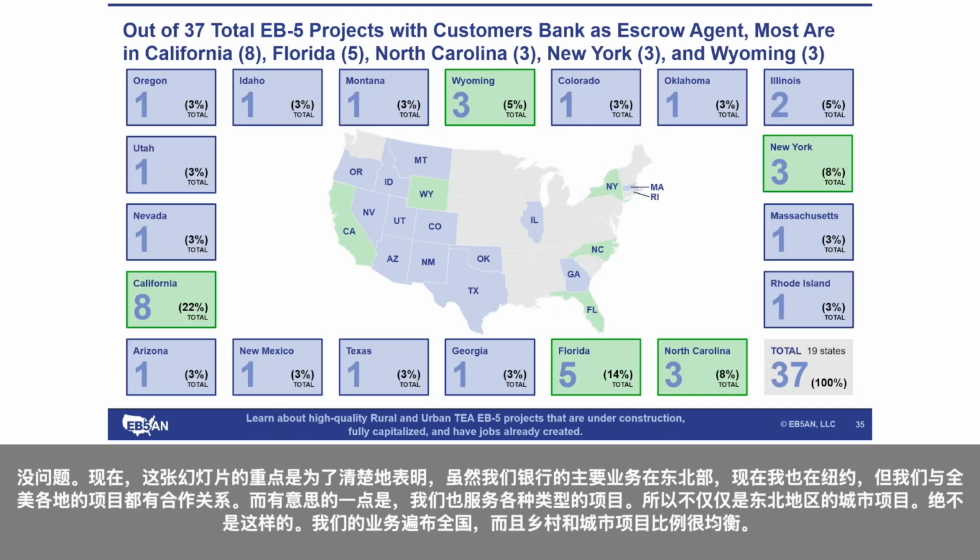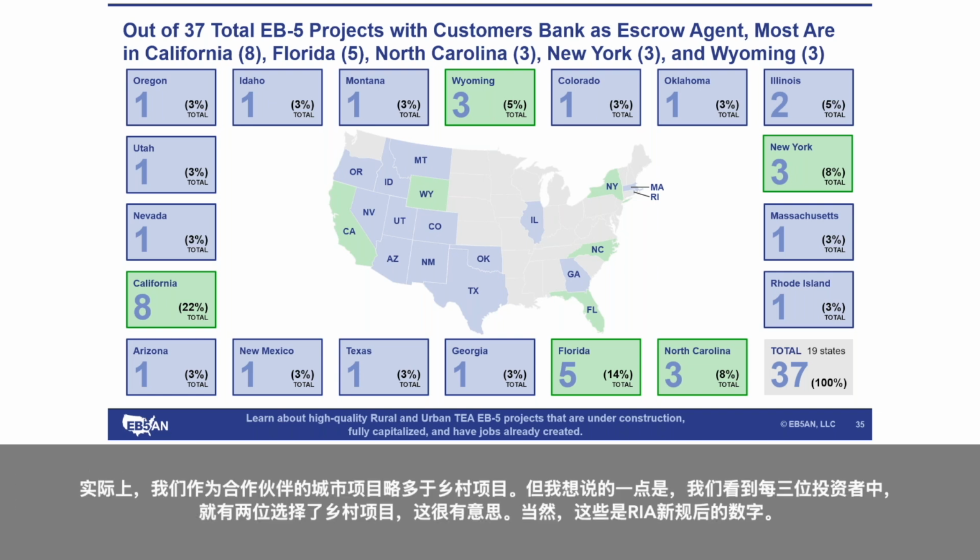Definitely. Now, the point of this slide here is just to make it clear that although we are primarily a Northeast-focused bank, now I'm here in New York, we are partners to projects nationwide. And what's interesting is that we really run the gamut with types of projects as well. So it's not just, again, Northeast, urban, it's not that. We are nationwide with a pretty even split between rural and urban. We actually have slightly more urban projects for which we are a partner than rural. But what's interesting is that I'd say probably 2 out of every 3 investors that we've seen have gone into rural projects. And these are post-RIA numbers, of course, right?